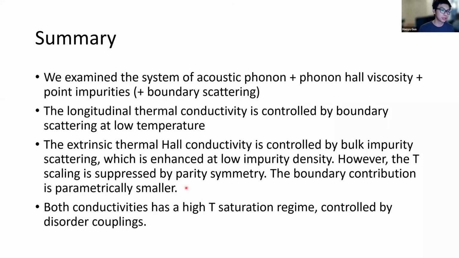So we saw that the longitudinal thermal conductivity is controlled by the boundary scattering, and the extrinsic thermal Hall conductivity is, on the contrary, controlled by the bulk impurity scattering. So it's enhanced by low impurity density, so it gets larger when you have a clean sample. However, by parity symmetry considerations, the temperature scaling is suppressed, and the boundary scattering doesn't help with that. Then both conductivities have some high temperature saturation regime, which is actually controlled by some non-linear physics such as the disorder couplings.